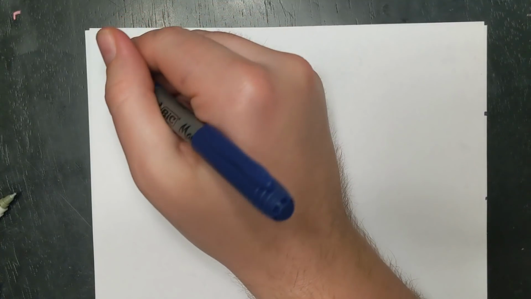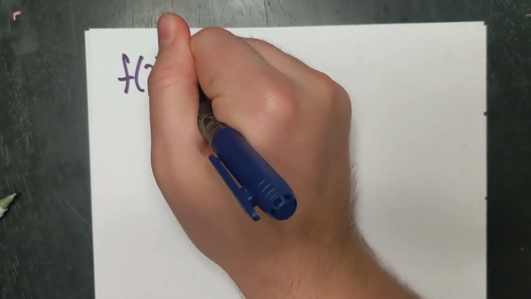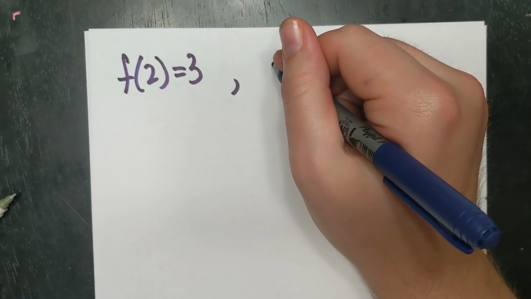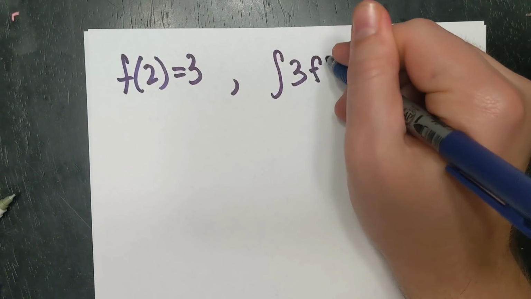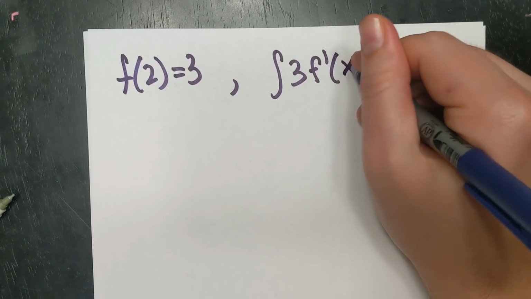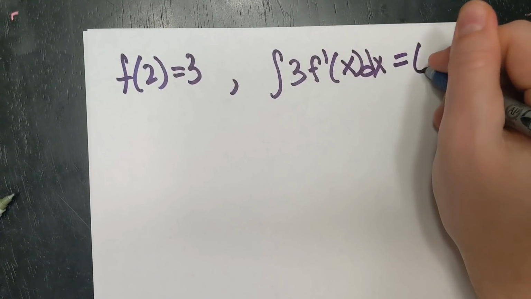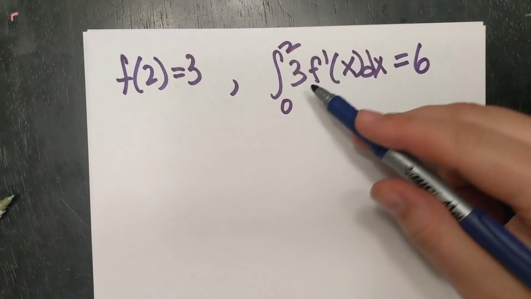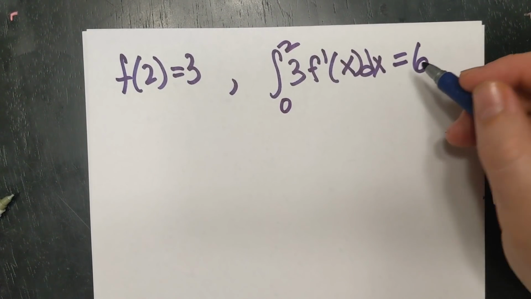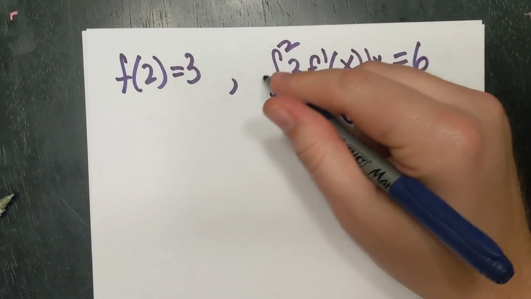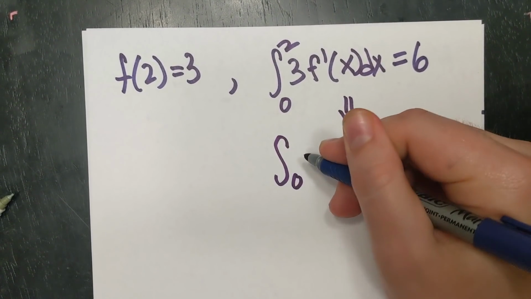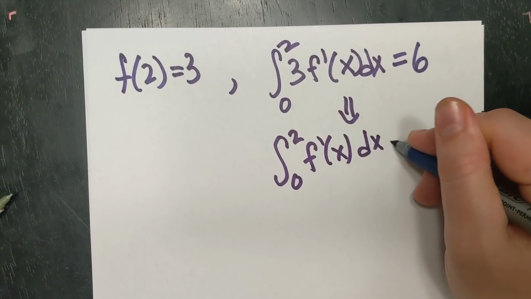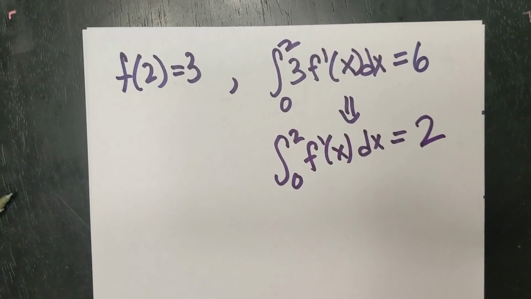I'm told two pieces of information. F of 2 is 3, and the definite integral from 0 to 2 of 3 f prime of x dx is 6. Well, here we do something similar to the top. I pull my 3 out, I divide by it, so I get that the area under the curve from 0 to 2 of f prime of x dx is divided by 3, so now that's 2.